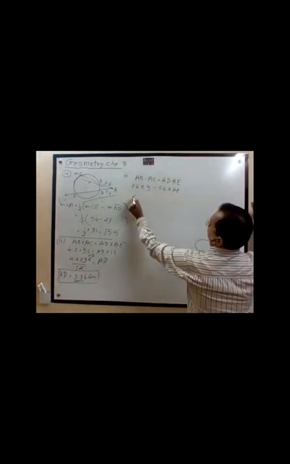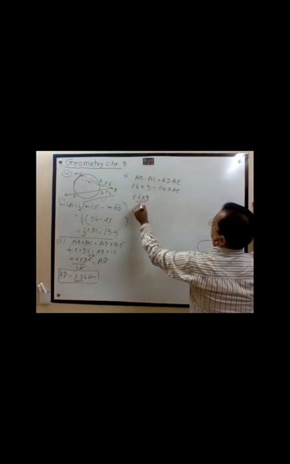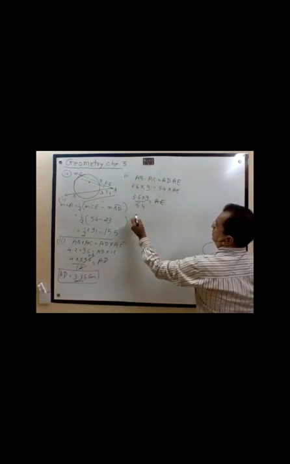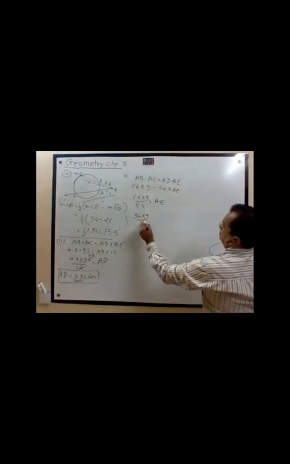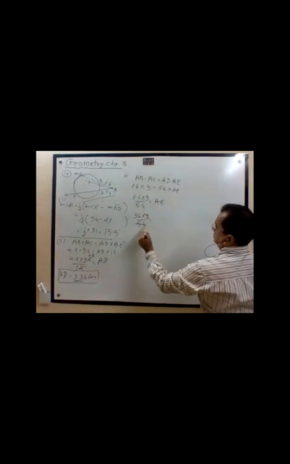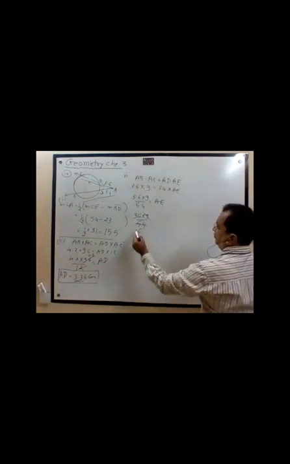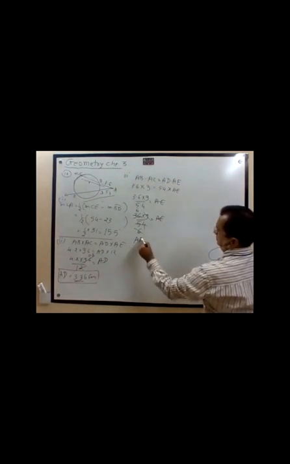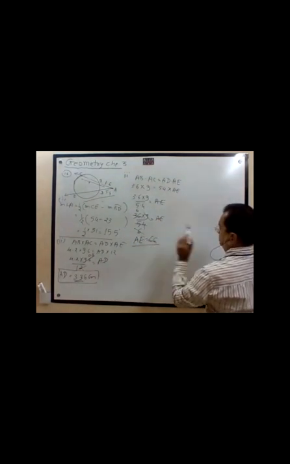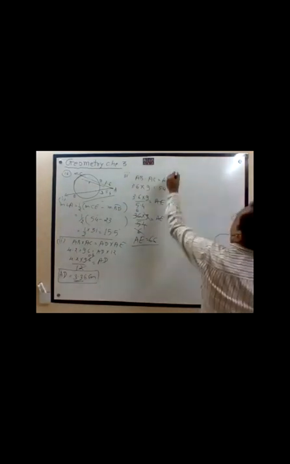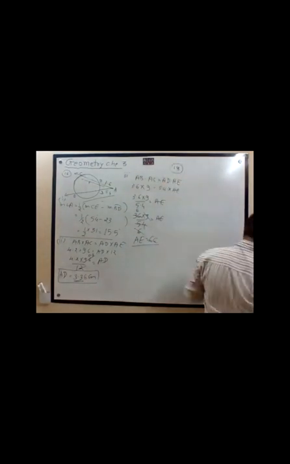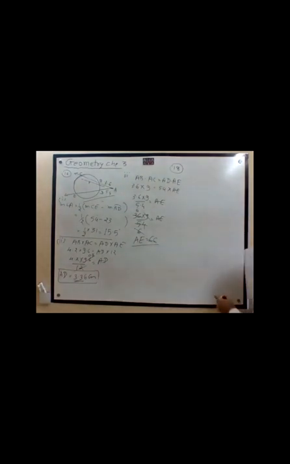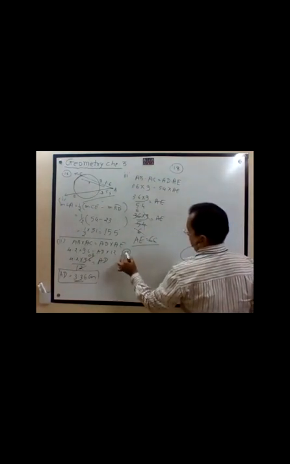So 3.6 into 9 equals 5.4 AE. Decimal cut. 9 sixes are 54, 6 sixes are 36. Now 18. Diagram I will draw here.